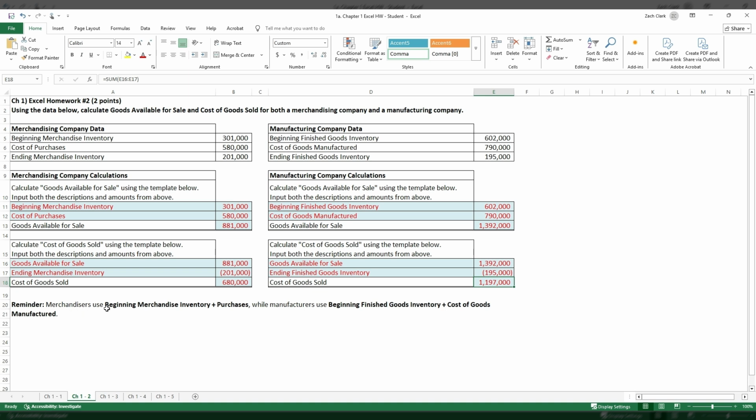Then there's a little reminder down here to get this in your mind about how the formulas work, which you'll see on some of the reports from chapter 1 that we'll look at. It denotes that merchandisers use beginning inventory plus purchases, while manufacturers use beginning inventory plus cost of goods manufactured. It's just a little different, but we're going to primarily focus on the manufacturing side as we go through these first few chapters. So just keep that in mind. All right, hopefully that makes sense. Pretty straightforward problem. Join me in the next video, and we'll look at the third problem in the Chapter 1 Excel homework series. Thanks, everyone.